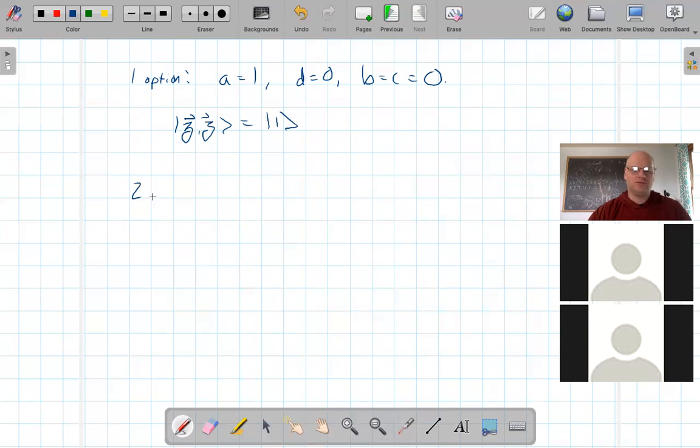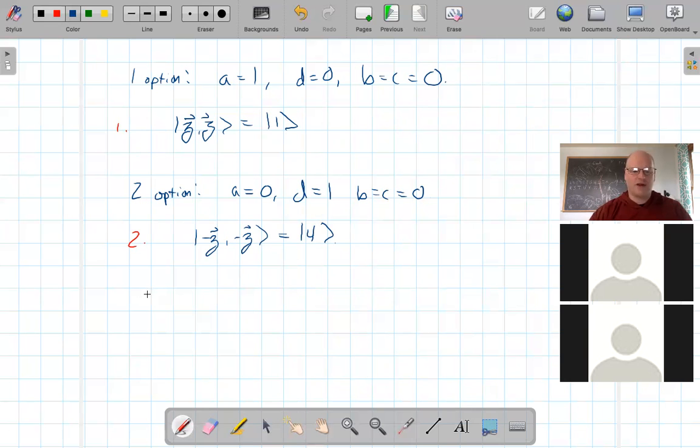Option number 2, my second option, is I can choose a is equal to 0, d is equal to 1, and b is equal to c, which is then equal to 0. So that one corresponds to the minus z minus z state. So this is my second. This is energy eigenstate number 1. This is energy eigenstate number 2.